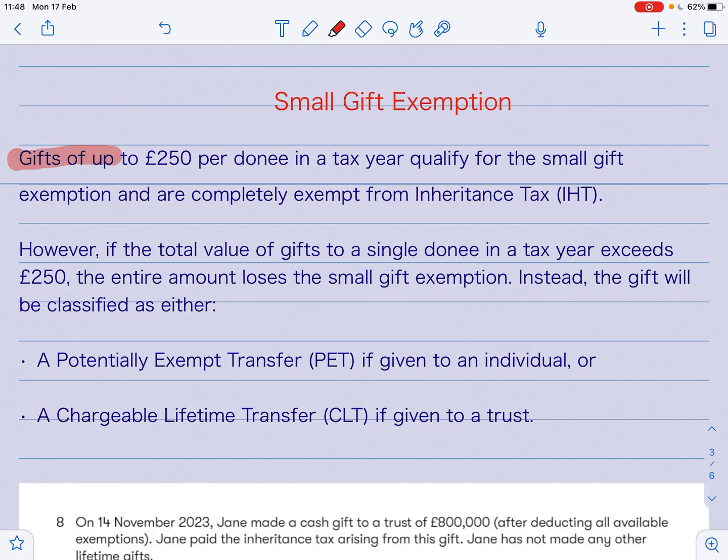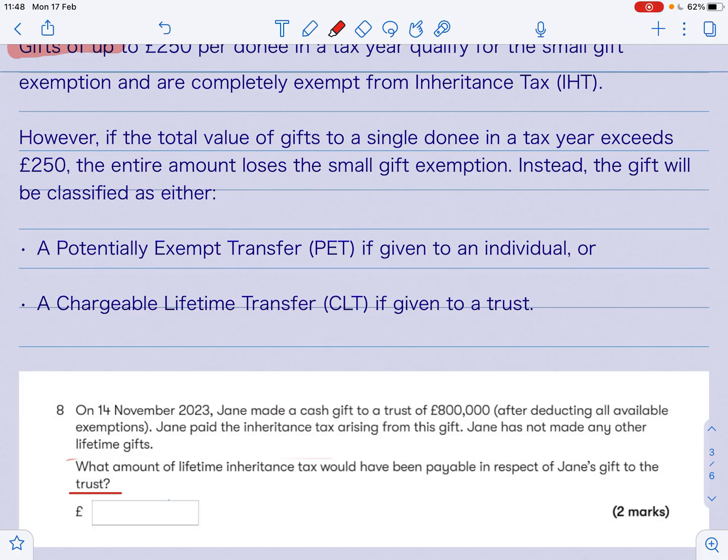Gifts of up to £250 per donee. So you know what I mean by a donee. Per donee in a tax year, for instance the tax year 2023-2024, qualify for the small gift exemption and are completely exempt from inheritance tax, IHT. However, if the total value of gifts to a single donee in a tax year exceeds £250, the entire amount loses the small gift exemption. Instead, the gift will be classified as either a potentially exempt transfer, PET, if given to an individual, or a chargeable lifetime transfer, CLT, if given to a trust.